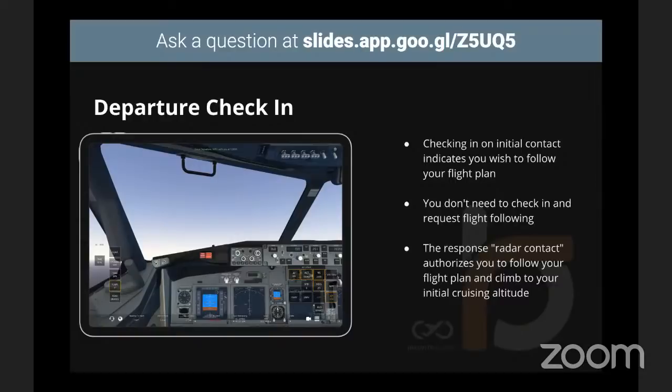The approach request is a great segue into what you should do when you're handed off to approach control or if you're tuning into approach for the first time. The first transmission with approach control should always be your approach request, whether it's the ILS, visual, or GPS, now to check in with approach control.